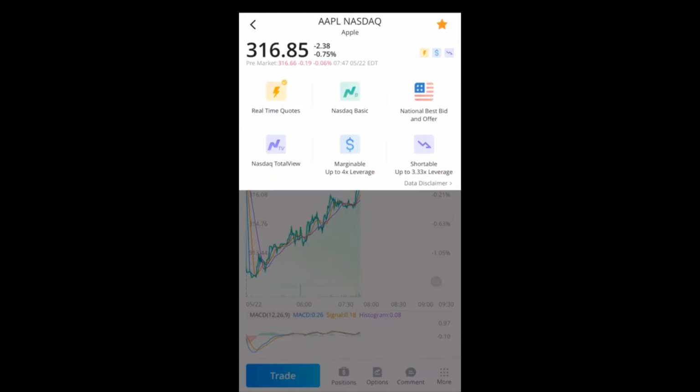And then you can see the other icons: NASDAQ Basic, National Best Bid and Offer, NASDAQ Total View, marginable up to 4x leverage. That means that if you were to deposit, let's say $1,000, you could trade up to $4,000 with this specific stock. You could leverage, which I don't recommend for most people. And you can also short it with leverage of 3.33 times.